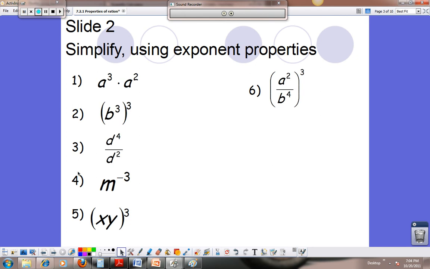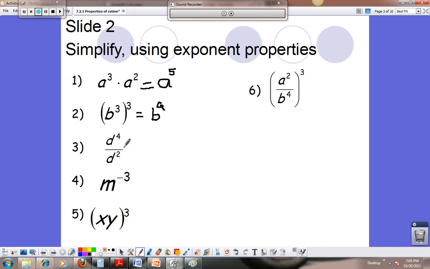When we're doing this, remember if we take two items that have the same base and we're multiplying them. So if I had 3 factors of a times 2 factors of a, we would actually add, so it would become a to the 5th. Number 2, whenever you raise a power to a power, remember we're going to multiply, 3 times 3, so it's going to be b to the 9th.